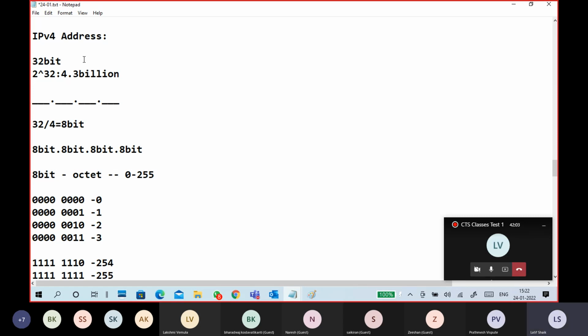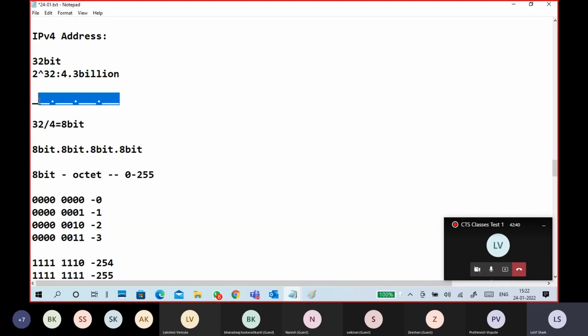Okay, in the morning we discussed IPv4. It's 32-bit, so 2 to the power of 32 is 4.3 billion IP addresses. In crores, 1 billion is 100 crores, so it means 430 crores of IP addresses you will get.